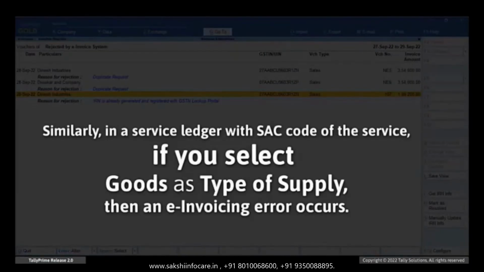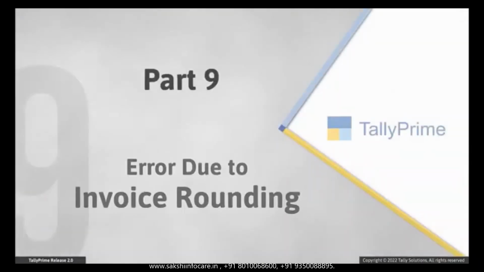Similarly, in a service ledger with SAC code of the service, if you select goods as type of supply, then an e-Invoicing error occurs. You can resolve the error in a similar way. Now, you may also get an invoice rounding error during e-Invoice generation.